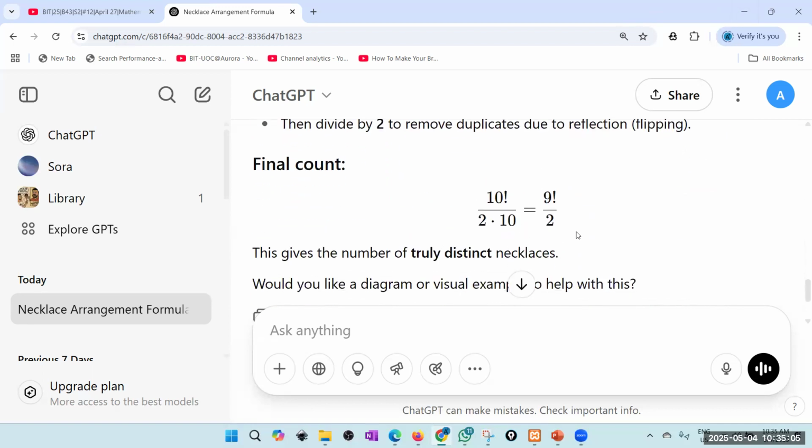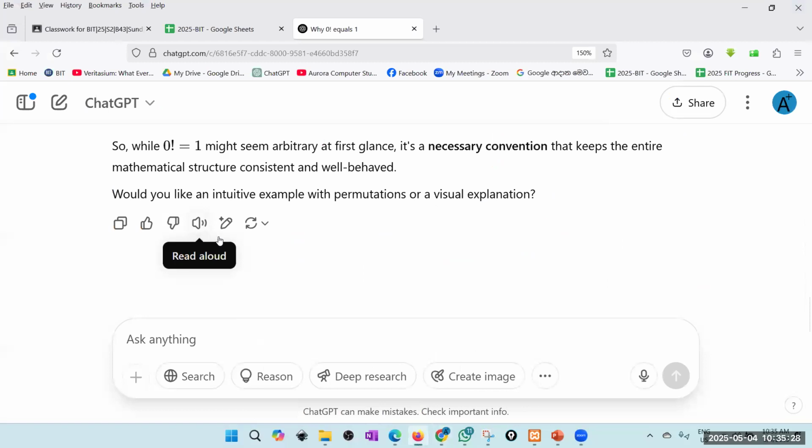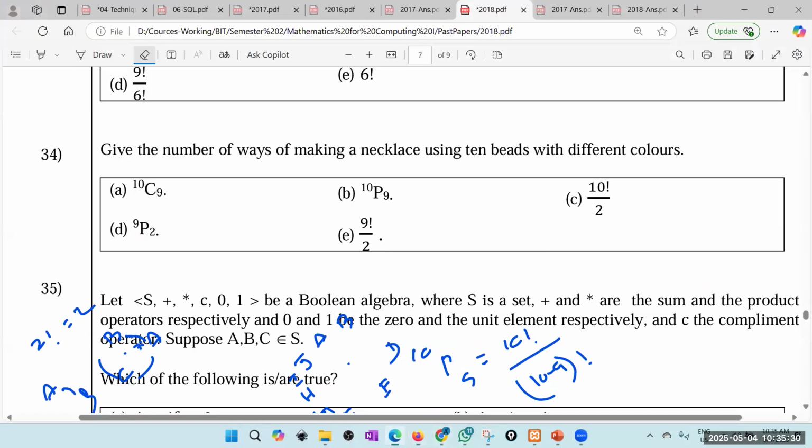So according to ChatGPT, you need to again divide by 2. Anyway, the formula is correct, n minus 1, but now it says that because you can flip it, you need to divide by 2 again. That means you have only half of that. Anyway, just keep it open for the time being. So you can see it's a challenging question, right?